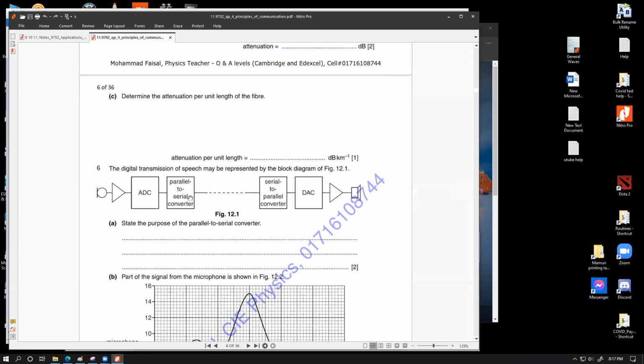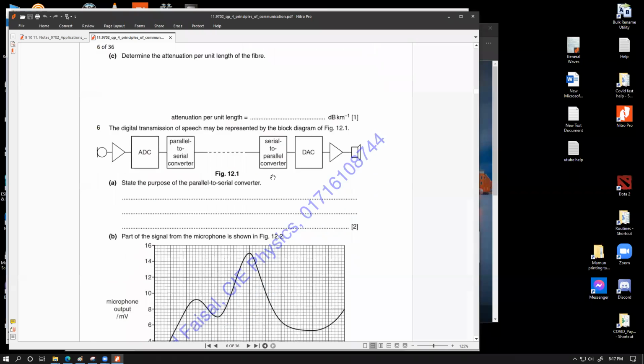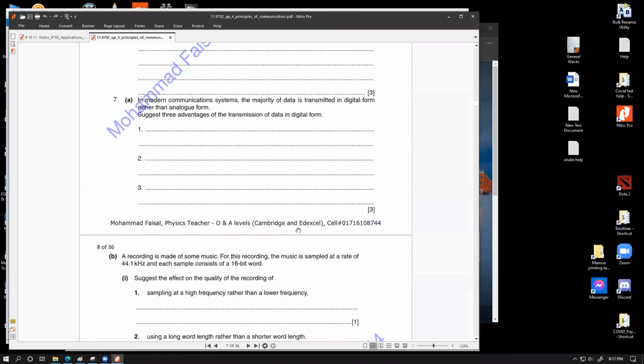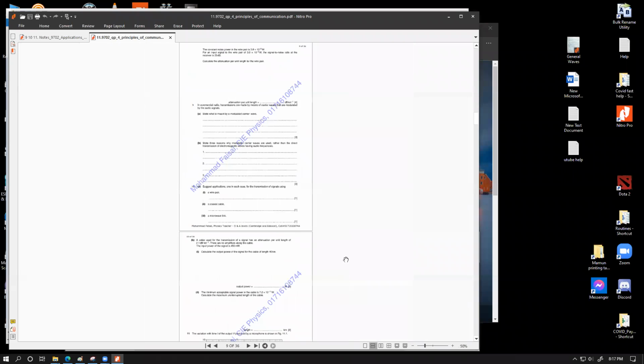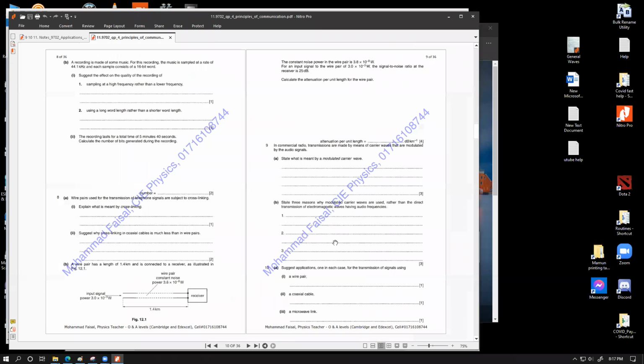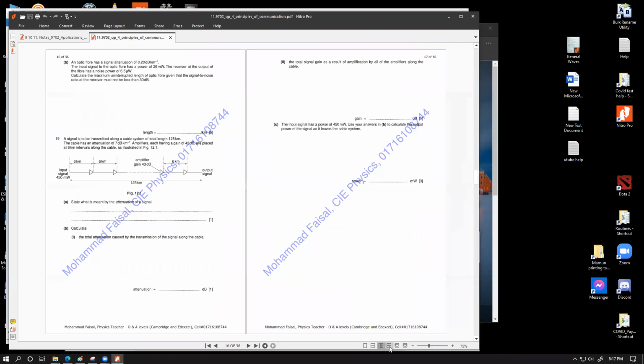So one of the ways to avoid this lag, or to avoid these two boxes, the parallel to serial converter and the serial to parallel converter, is to use multiple channels for each individual bit. That might sound a bit crazy, but I'm going to show you an example of this one. I think it is available over in our booklet. I hope I can find this. Let's have a look.